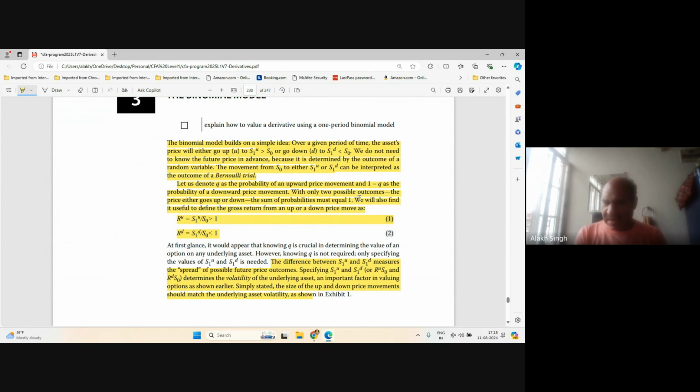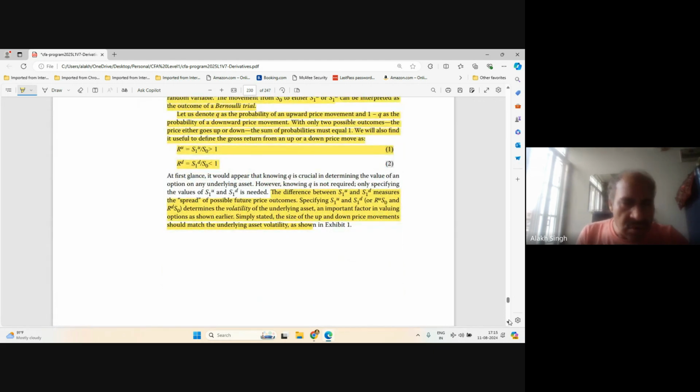So how do we calculate the return? We calculate the ratio, which is only a ratio, not a return. RU is the return when it goes up, and RD is the return when it goes down. RU is S1U/S0. Though it is a fraction, if we deduct 1, it gives us the percentage return. So this is the ratio of S1 to S0.